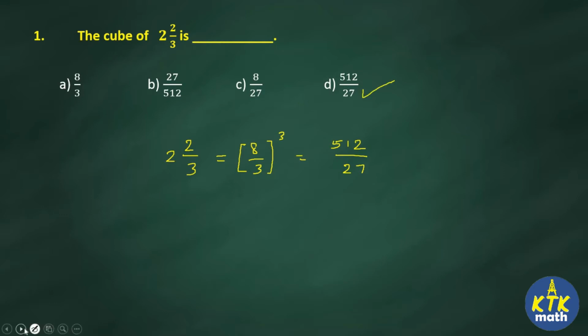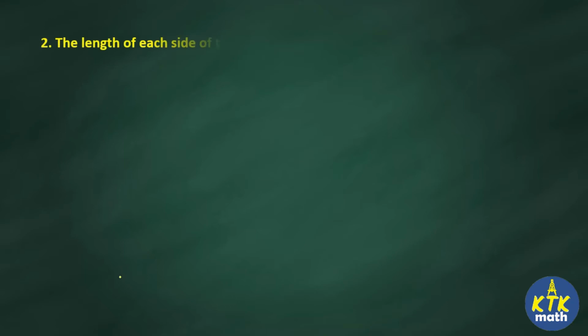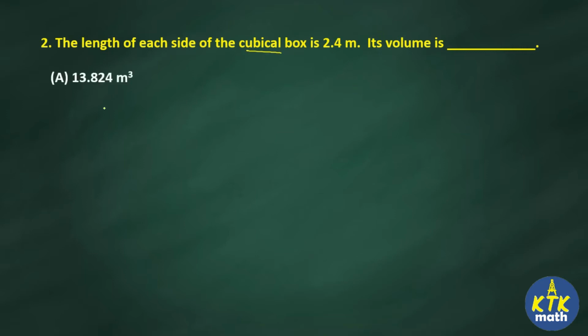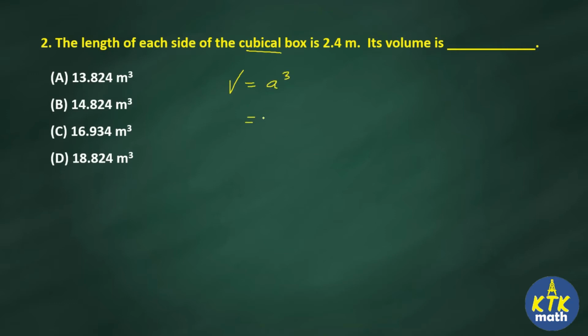We'll check the second question now. The length of each side of the cubical box is 2.4 meter. Its volume. You may think why is a mensuration question here, because this question is completely related with what? Cubical. So we are going to find the cube of this side. Your options are given like A, B, C, D, 4 numbers are given to you. So we know that the volume of a cube is what? A cube. The side is given as 2.4 meter. So 2.4, the whole cube we are going to find.